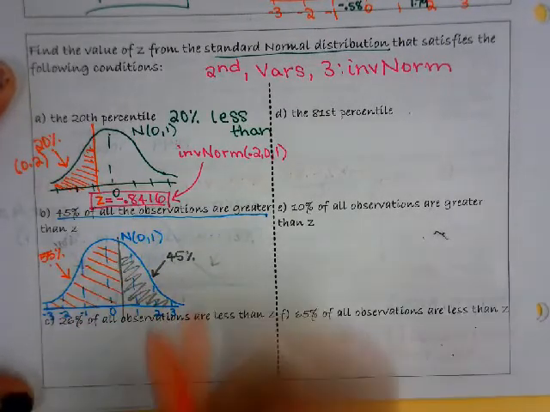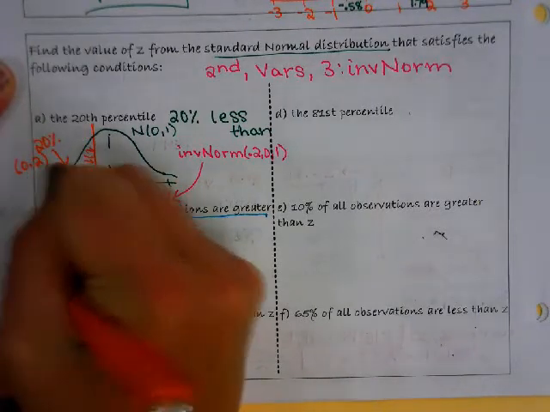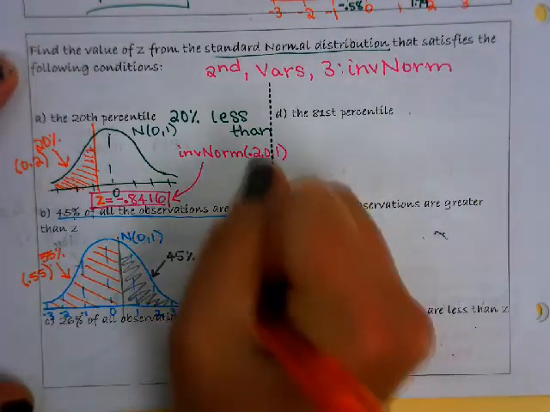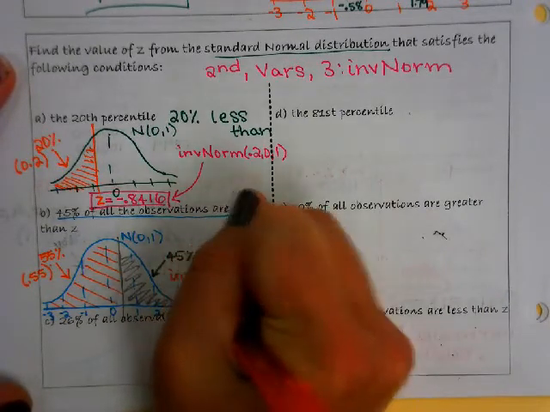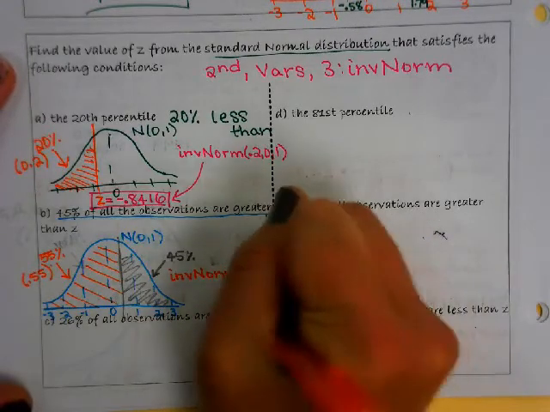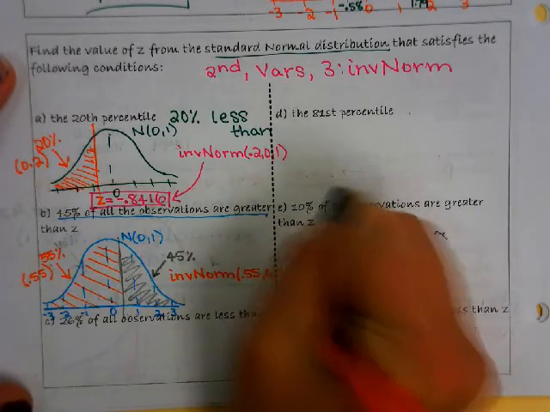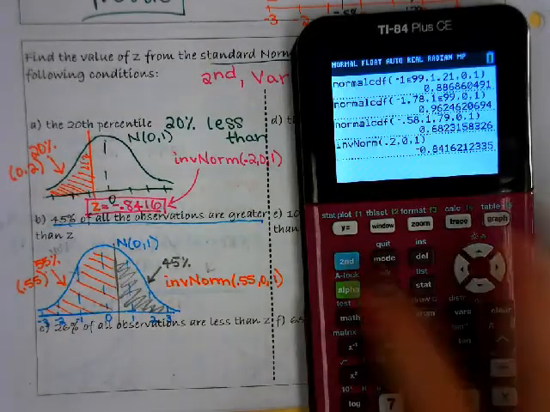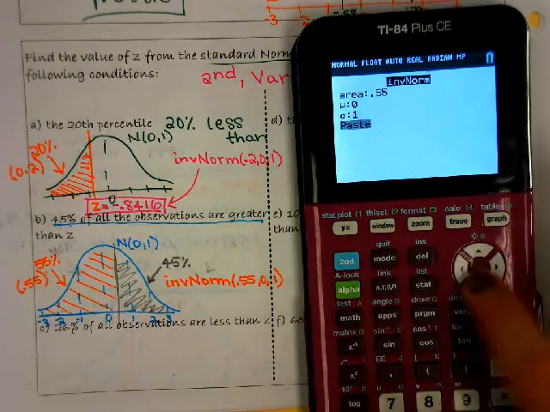So let's see, inverse norm. We're going to do 0.55 for the area, and then we're going to do 0 and 1. And we get 0.1257 if I round.